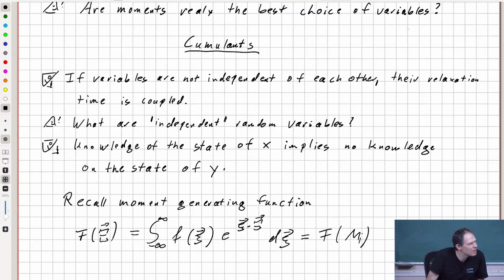Is it? Yeah, we changed the sign of the exponential. And the other thing is we have a bidirectional transform, so it goes from minus infinity to infinity.